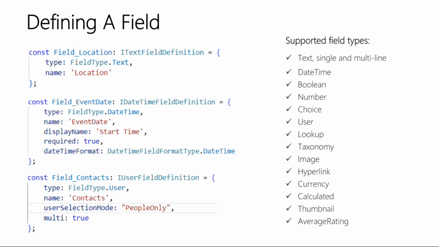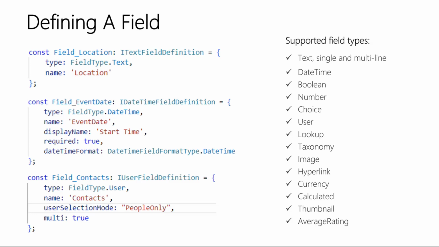The next example is a date time field. You'll notice the name is EventDate, but the display name is Start Time. When creating a field, the element provisioner will first create the field using the name property, which will become the field's internal name in SharePoint. And then the provisioner will update the name of the field using the display name value, so you can have a more user-friendly name in the SharePoint interface. If you want the internal name and display name to be the same, or you don't care about the display name, that property is completely optional for all of the field types.